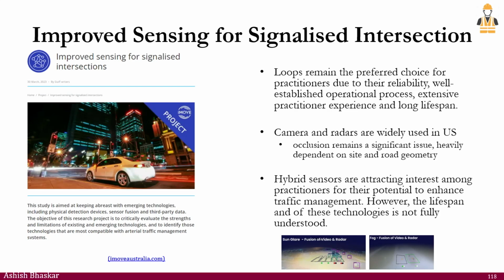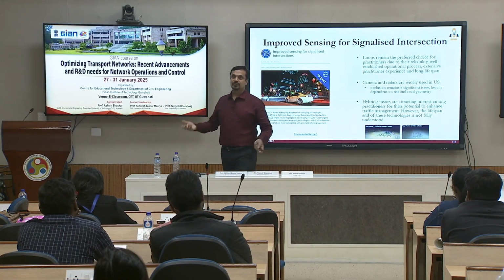Camera and the radar are widely used, definitely, but yes, there are issues with them. There are issues with the occlusion problem. Occlusion means when you are viewing from one side, you see one vehicle, but the other vehicle has been hidden, so you can't capture that. So occlusion is a common issue there.